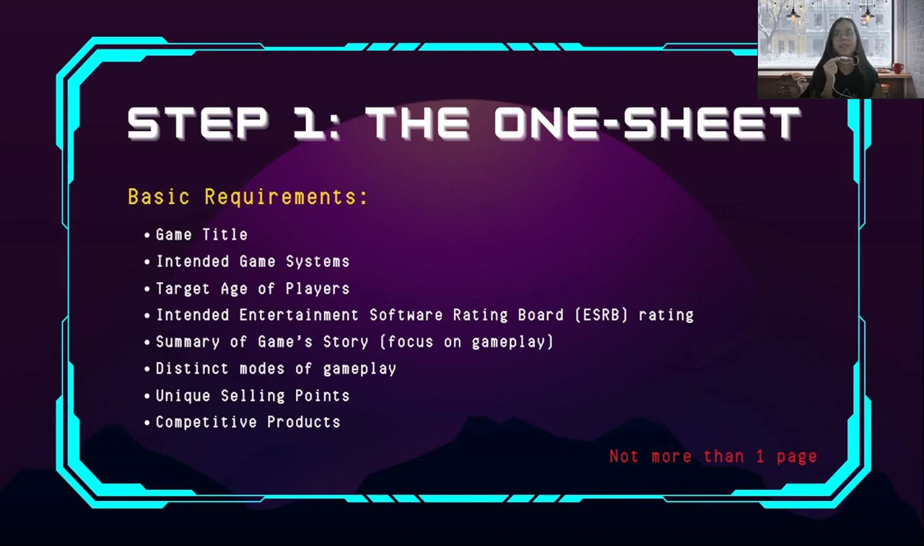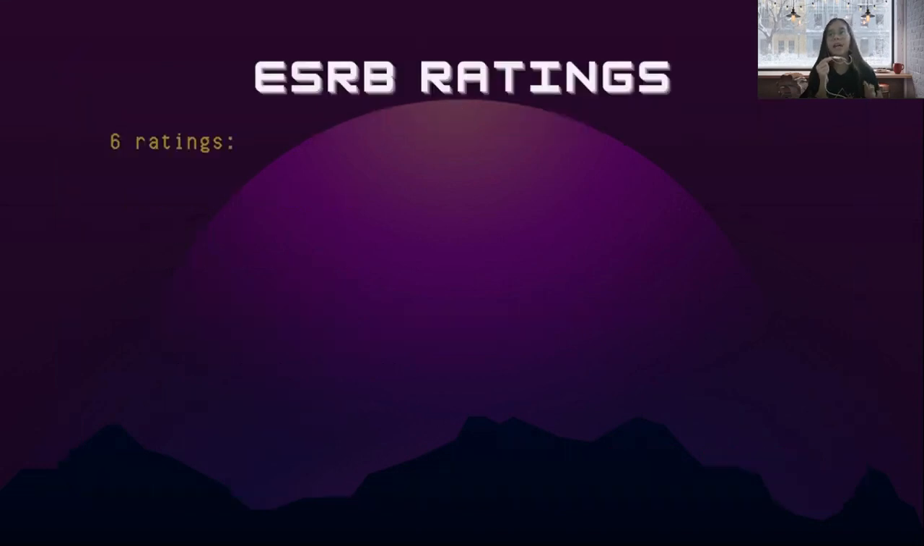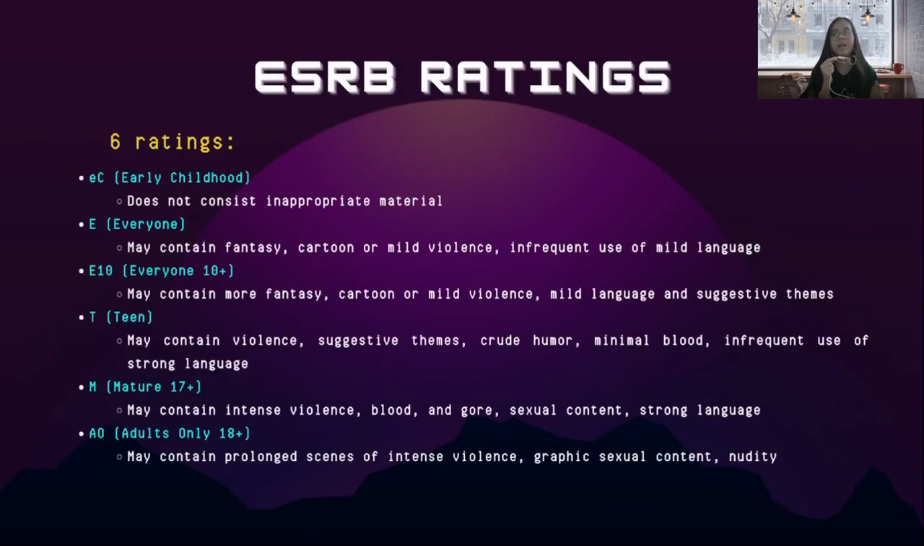These are the basic requirements that should be included, which are the game title, intended game system, and other requirements as shown here. There are six ratings for ESRB ratings, which are early childhood, everyone, adults only 18 plus, and so on. Early childhood is mostly for baby games, whereas the AO rating is the equivalent of an X rating in film, which most publishers and developers won't consider.